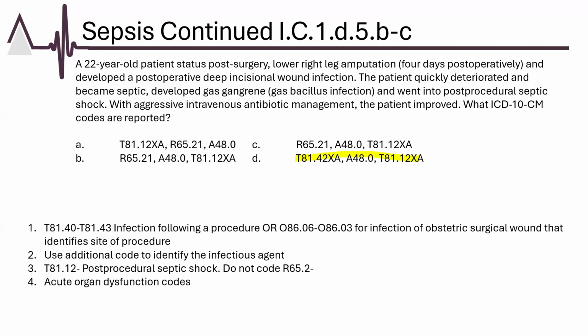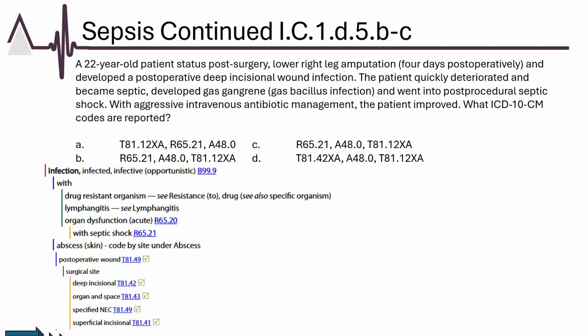But knowing what we reviewed and that A, B, and C include R65, meaning they cannot be coded correctly, I would say that D is the right answer, like we just talked about. But let's code it out. In the ICD-10-CM alphabetic index, look for infection, post-operative wound, surgical site, deep incisional, referring you to T81.42.